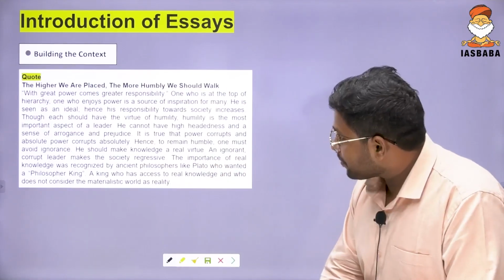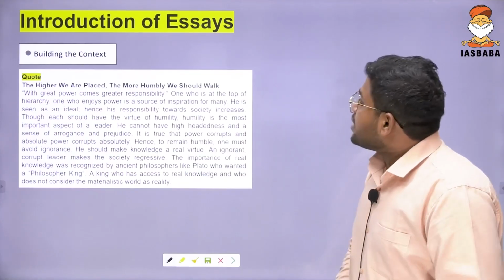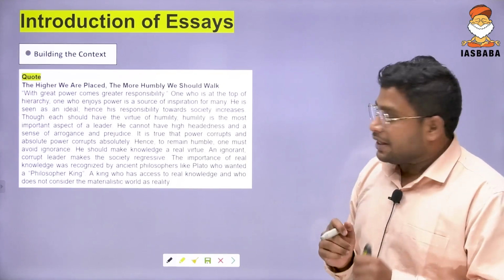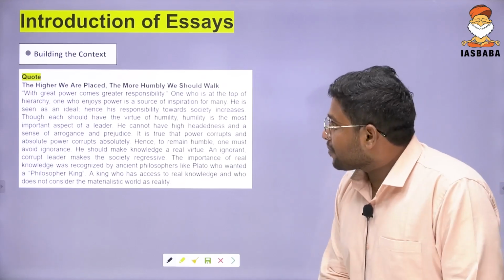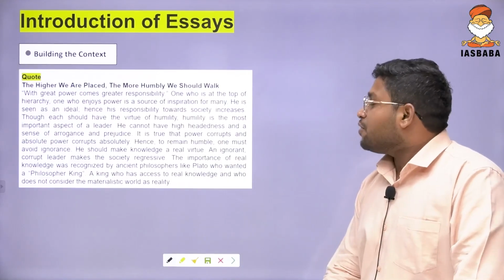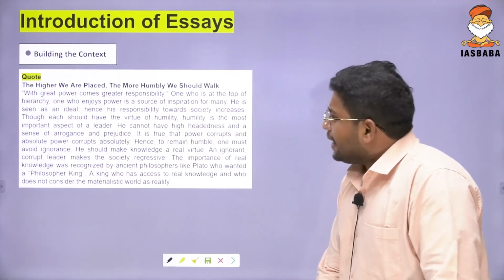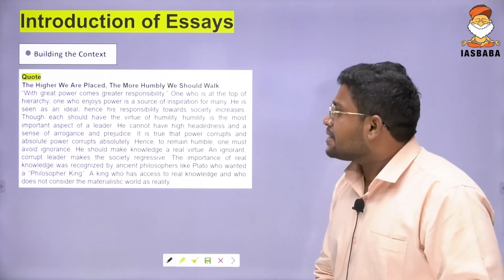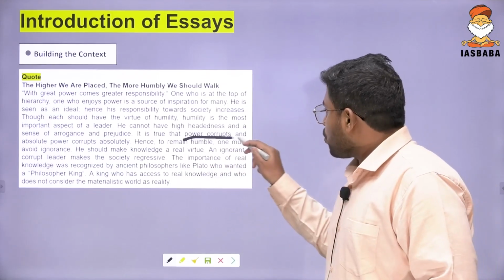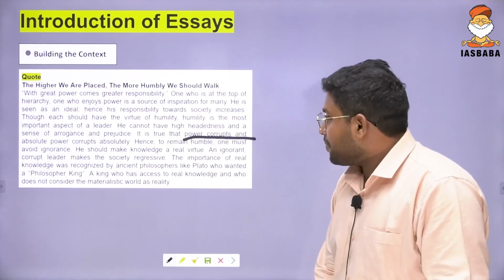Now, how this person has written. With great power comes great responsibility. One who is at the top of hierarchy, one who enjoys power, is a source of inspiration for many. He is seen as an ideal. Hence, his responsibility towards society increases. Though each should have the virtue of humility, humility is the most important aspect of a leader. He cannot have high-headedness and a sense of arrogance and prejudice. It is true that power corrupts. See, he got one more quote over here. It is true that power corrupts and absolute power corrupts absolutely.